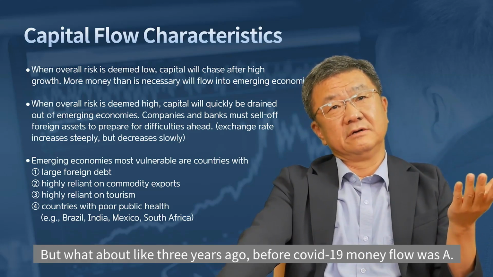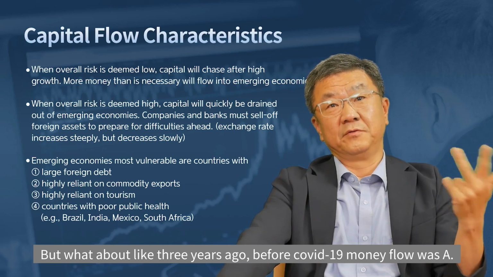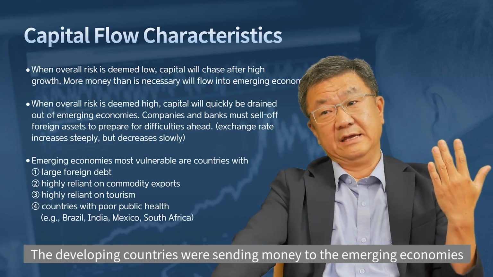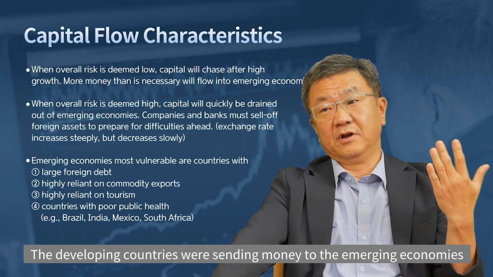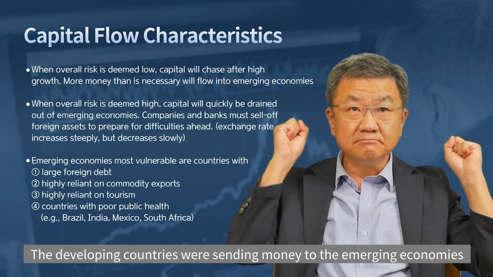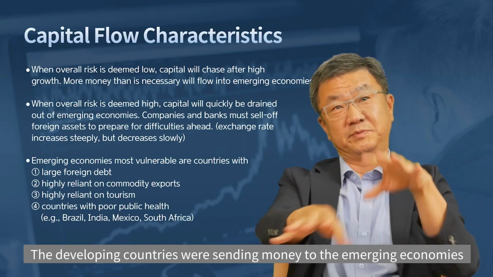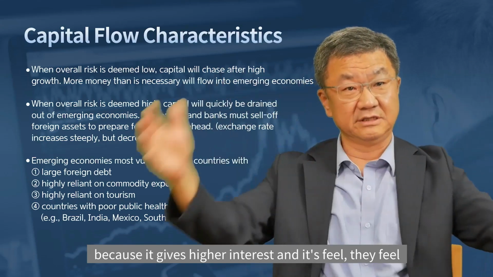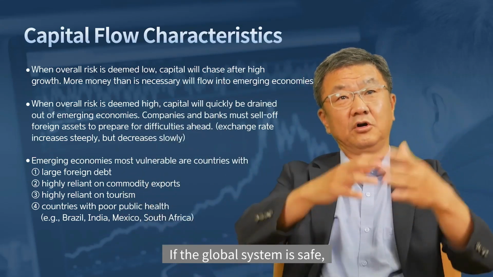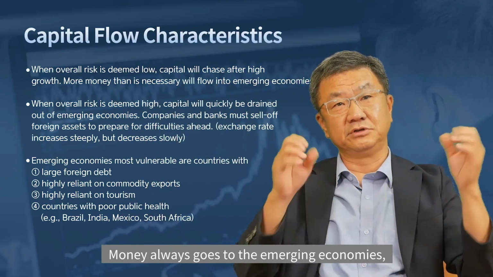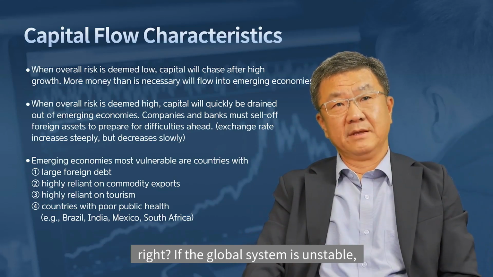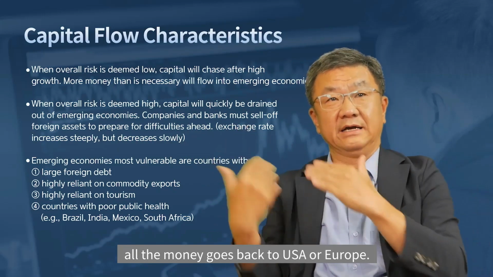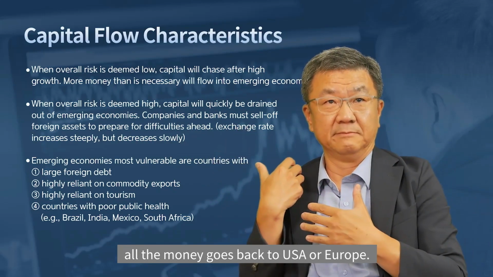Because suddenly all the dollars went out, and it's even possible that they would be insolvent, like country bankruptcy. But what about 3 years ago, before COVID? Before COVID, money flow was A. The developed countries were sending money to the emerging economies because it gives higher interest, and they feel this global system is safe. If the global system is safe, money always goes to the emerging economies, right? If the global system is unstable, all the money goes back to the USA or Europe.